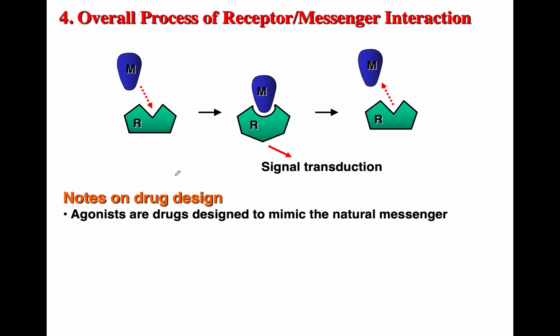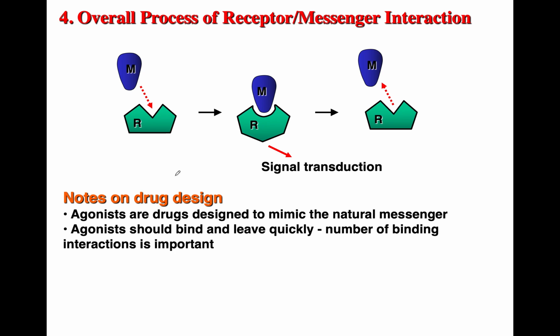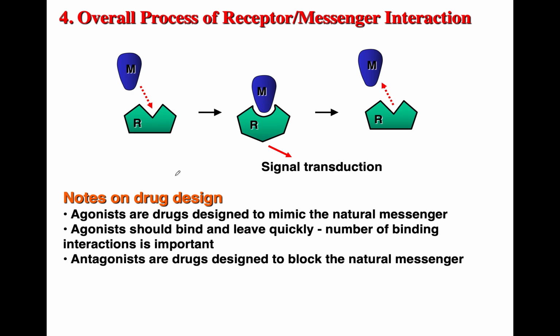Okay, so agonists are designed to mimic the natural messenger. The agonists bind quickly and are also able to leave quickly. The number of binding interactions is very important when it comes to agonists.